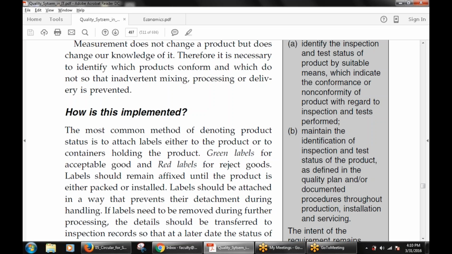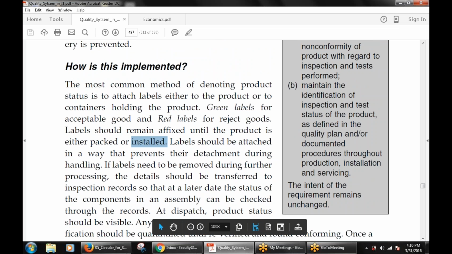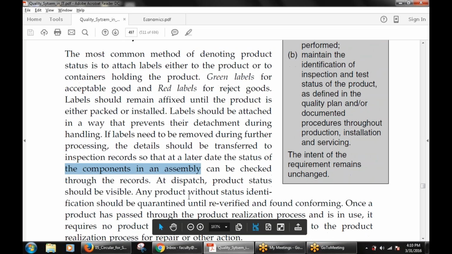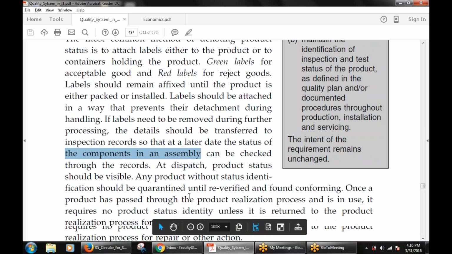And labels should be attached in a way that prevents their detachment during handling. So whenever we are handling or moving the goods from one place to another, the label cannot be removed. We keep the label so that it is fixed. And if labels need to be removed during further processing, the details should be transferred to an inspection record so that at a later date the status of the component in an assembly can be checked through the records.